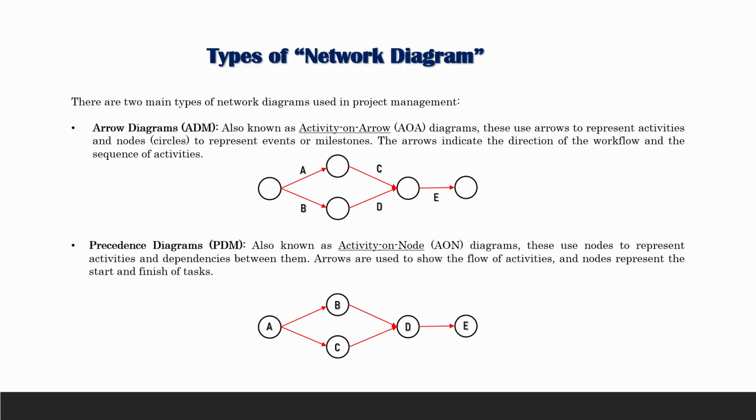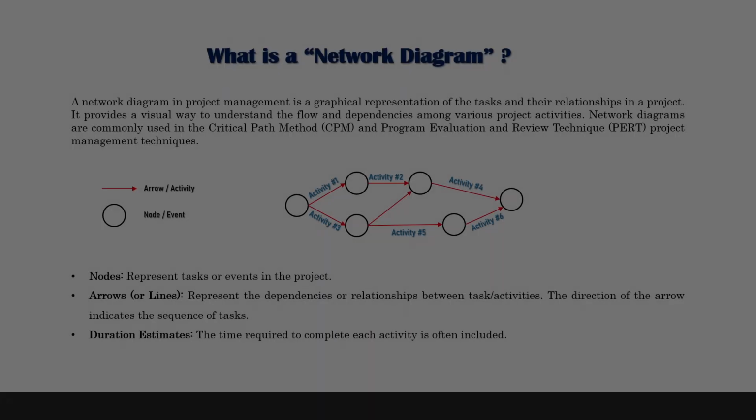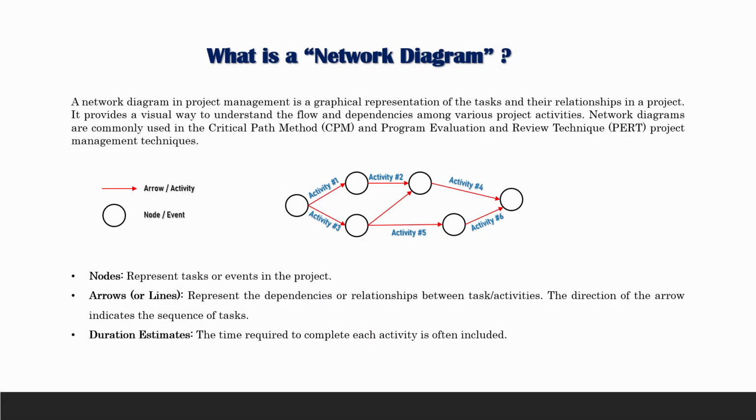Arrow diagrams use arrows to represent activities, guiding us through the project rhythm. Nodes represented by circles mark events and milestones, signifying the direction of workflow and the sequence of activities. The precedence diagram, on the other hand, shows a different choreography. Here, the node stands as the protagonist embodying project activities, while arrows depict dependence. It is a visual symphony where nodes mark the beginning and the end of each task, creating a harmonious flow of project activities. Now let's explore the key components of this visual masterpiece.